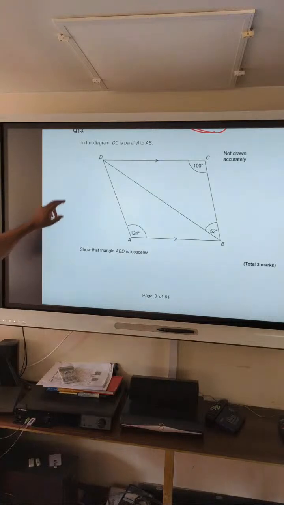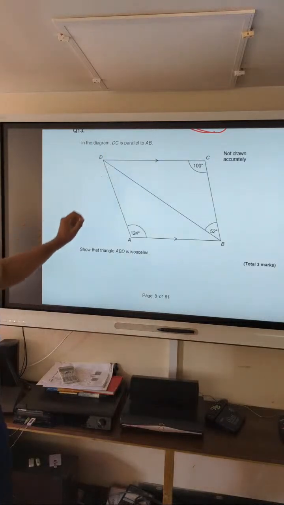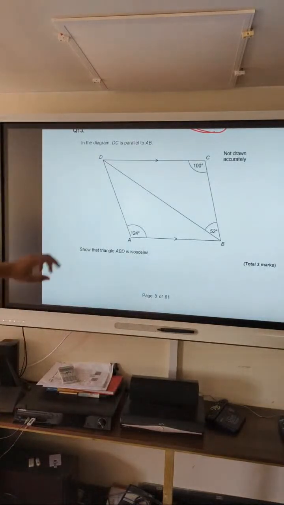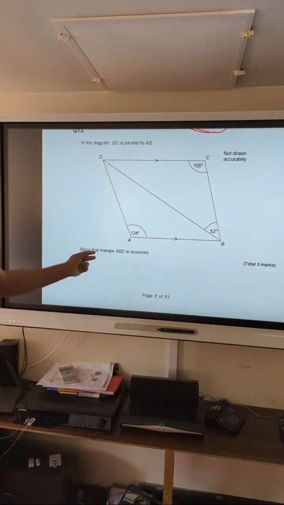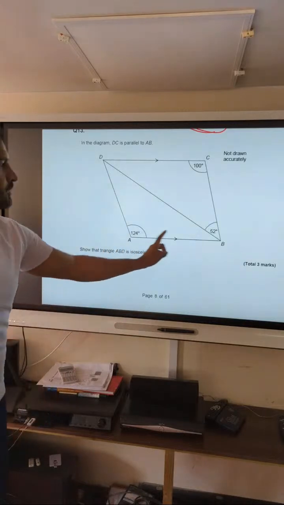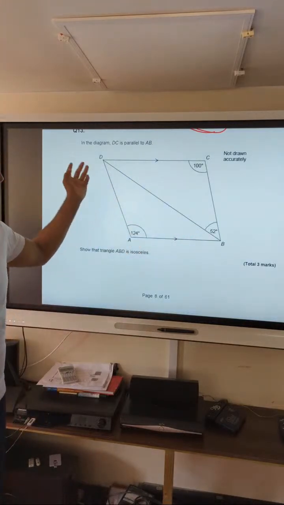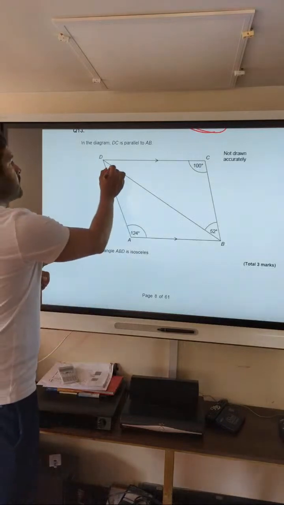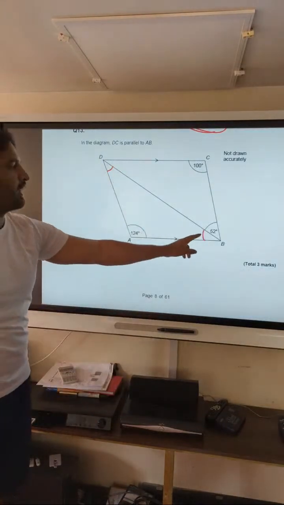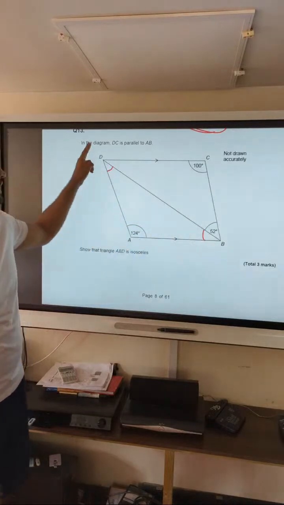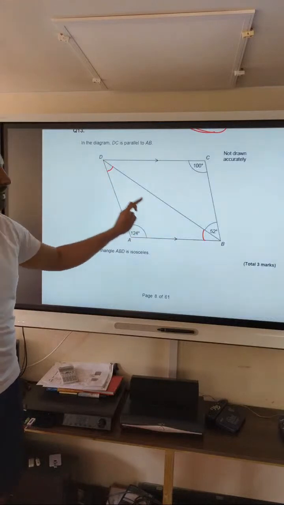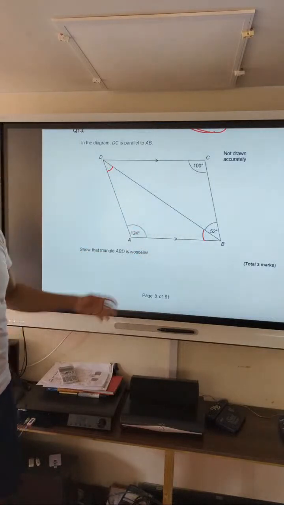In the diagram, DC is parallel to AB. So these two lines are parallel. Okay. So what we're looking to do here, show that the triangle ABD is isosceles. Okay. So A to B to D is isosceles. How do I show that? If I know these two angles are exactly the same, then I can show that A to B to D is an isosceles triangle, or any of those two angles. So in this case, we need to show that these two angles are exactly the same.